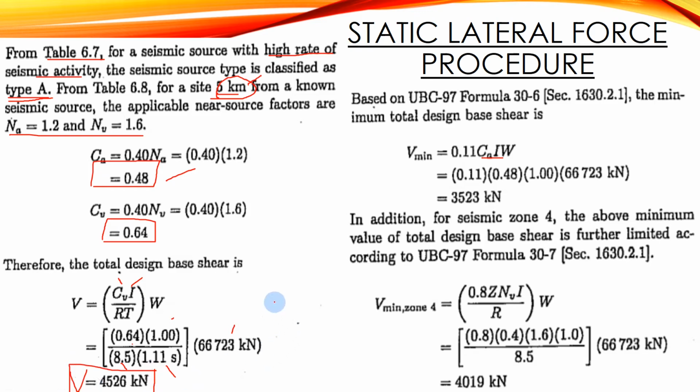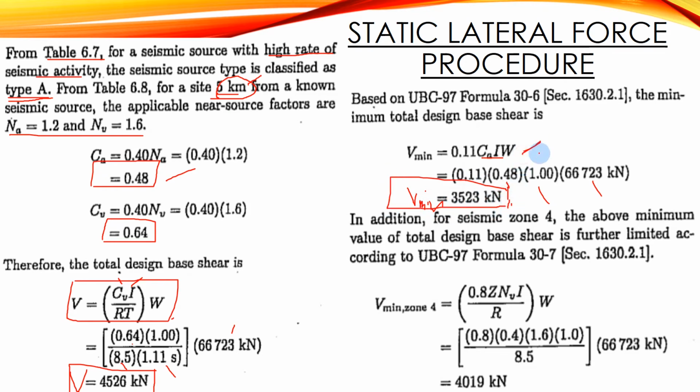This is from formula 1, the total design base shear. It is the first value, but we still have to check it by comparing with the minimum and the maximum. Next, we get the minimum total design base shear using this formula: 0.11 times CA times I times W. So we have this V min.